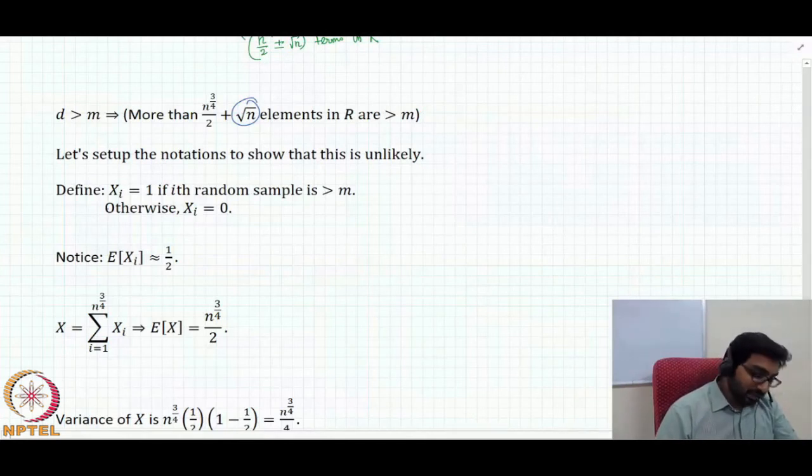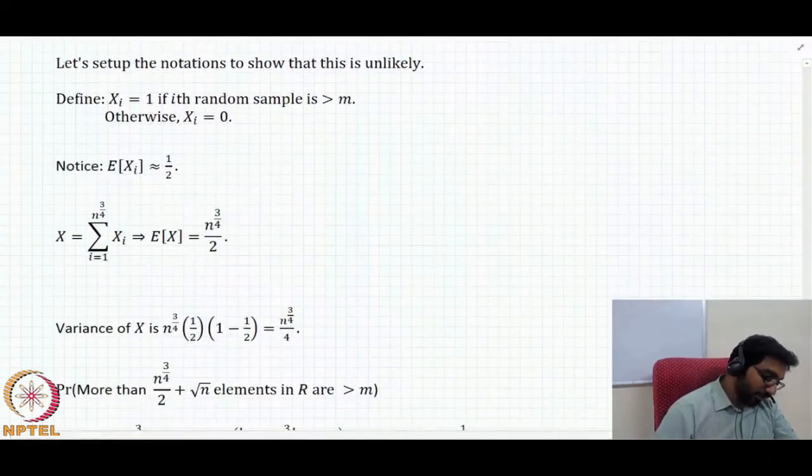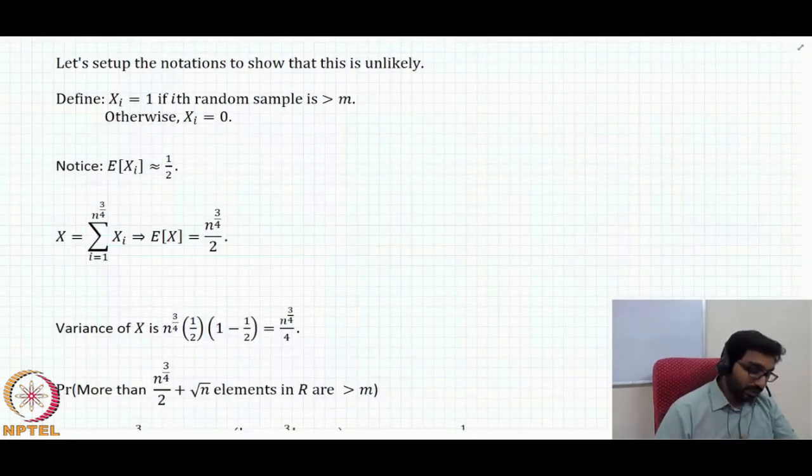Okay, so now that you have defined xi to be 1 if the ith random sample is greater than M, otherwise xi is equal to 0, this is our Bernoulli random variable. The expectation of xi is close to a half. It's very, very close to a half. So we're just going to assume that it's a half.